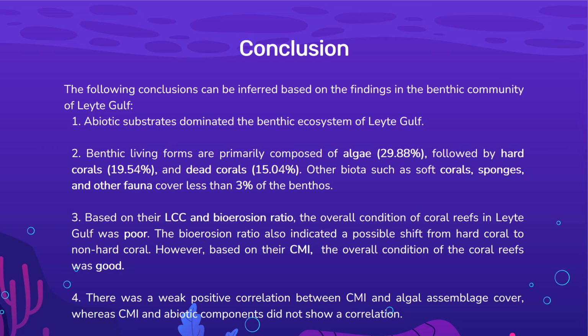There was a weak positive correlation between coral mortality index and algal assemblage cover, whereas coral mortality index and abiotic components did not show any correlation.